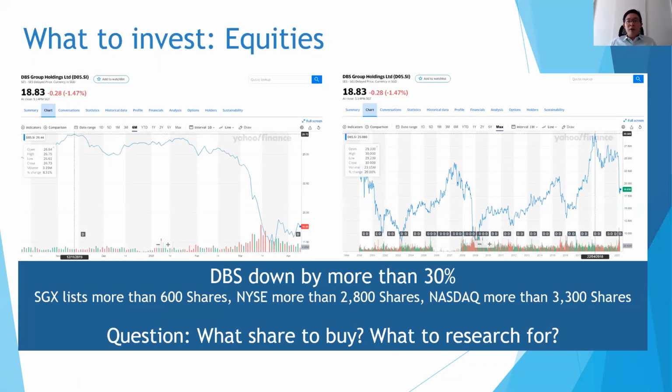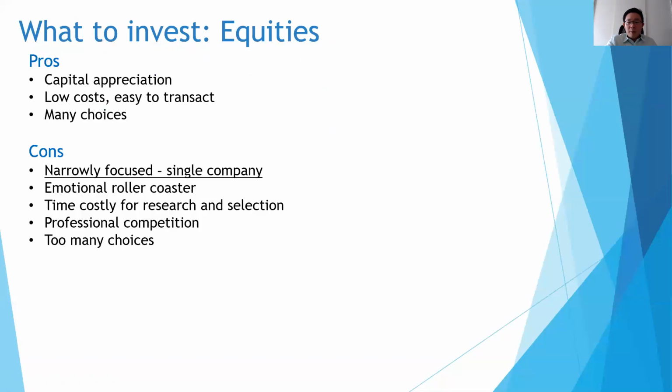The question a lot of clients actually ask me is what share there is to buy. SGX lists more than 600 shares. In the US, there are more than 5,000 shares. In Hong Kong, we have London, we have Japan. So what are the things to research for? I'll come to this question shortly. But before that, let me talk a bit about the pros and cons of investing in equities.